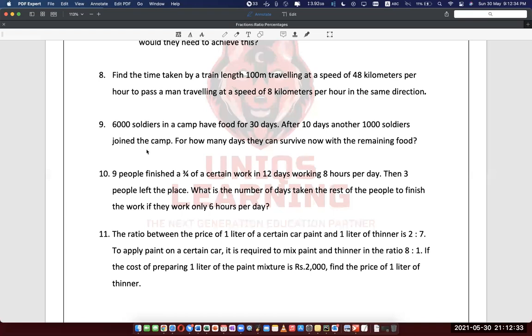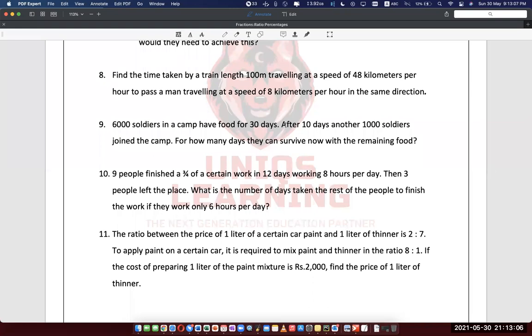Then they're talking about the second phase of the story, which is after 10 days. So after 10 days, how many days are remaining? 20 days are remaining. So for 20 days, how many soldiers are there? I have 6,000 soldiers. So this is just before the new soldiers join, right? So we had 20 days, 6,000 soldiers.